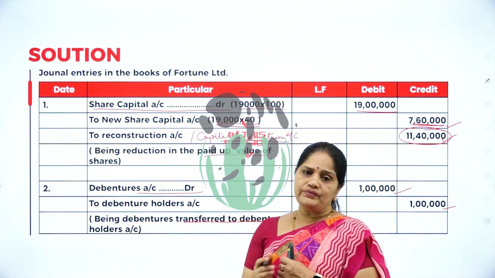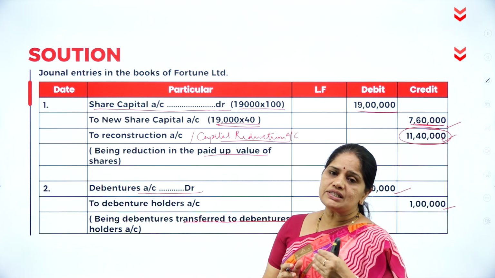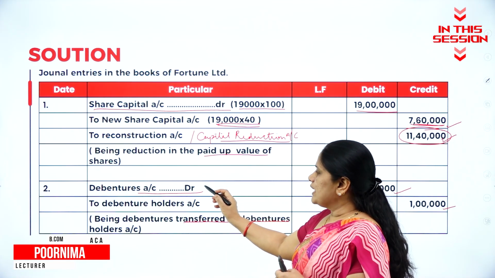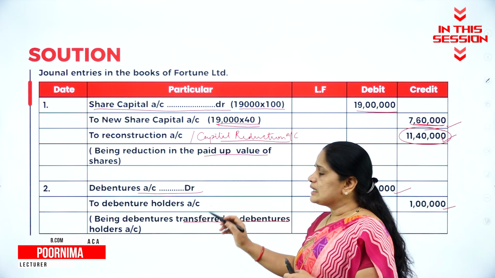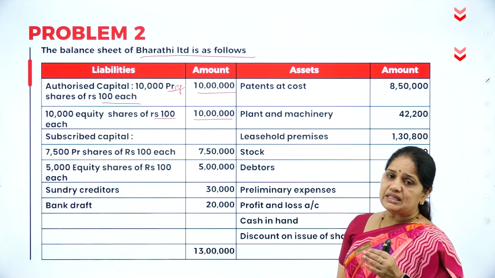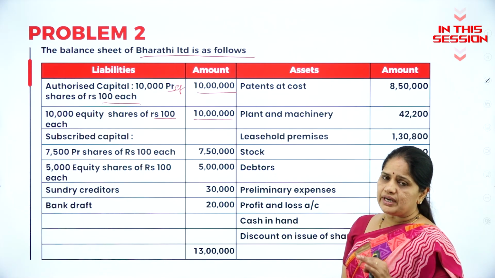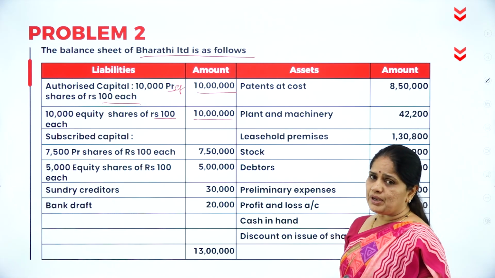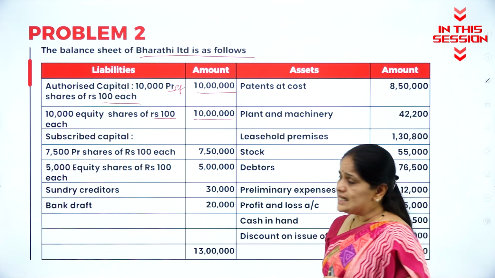Whatever is the value of the debentures, you will be transferring them to the debenture holders account. So that is why I have debited the debentures account and credited the debenture holders account. If the authorized capital and subscribed capital is given, we will be considering only the subscribed and paid up capital and not the authorized capital.